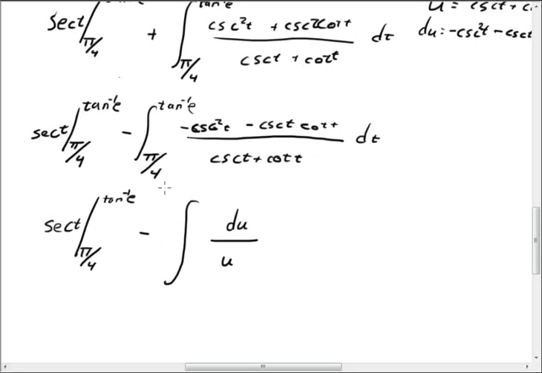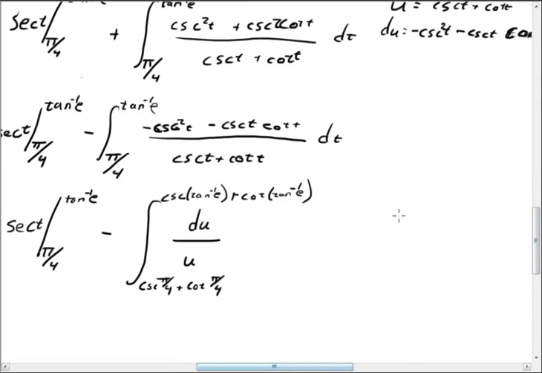Now we've got to find the new limits of integration here. So we have cosecant pi over 4 plus cotangent pi over 4. I'm going to simplify these out all at once at the end. And, oh boy, cosecant of tan inverse of e plus cotangent of tan inverse of e. And it looks like it's a good time to simplify these things.